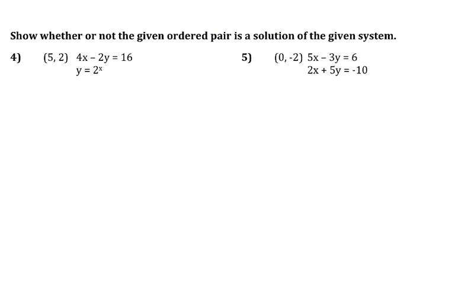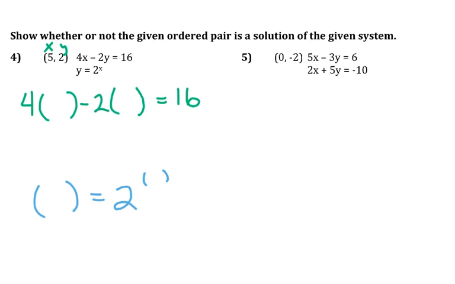Okay, number 4. We need to show whether or not this ordered pair is a solution to the system. And so remember that to be a solution to the system, it has to be true when I plug into that equation and also when I plug into that equation. So it'll have to be true for both of those. So what I'm going to do is I'm going to set it up. I just rewrote the first equation, 4x minus 2y equals 16, but I put parentheses wherever I'm going to plug something in. And then y equals 2 to the x.